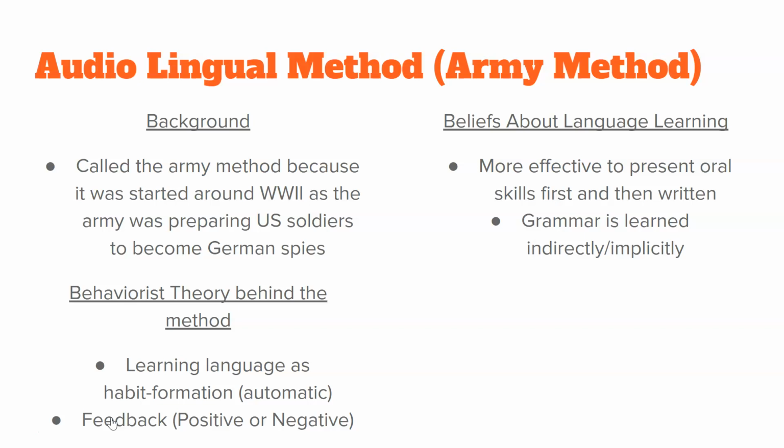The next method is the audiolingual method. It's also known as the Army method. And it's called the Army method because it started around World War II when the US was preparing soldiers to become German spies. And this is aligned to the behaviorist theory because of the positive and negative feedback and the automaticity. So there is practice and they're given feedback and practice and feedback until they form a habit.